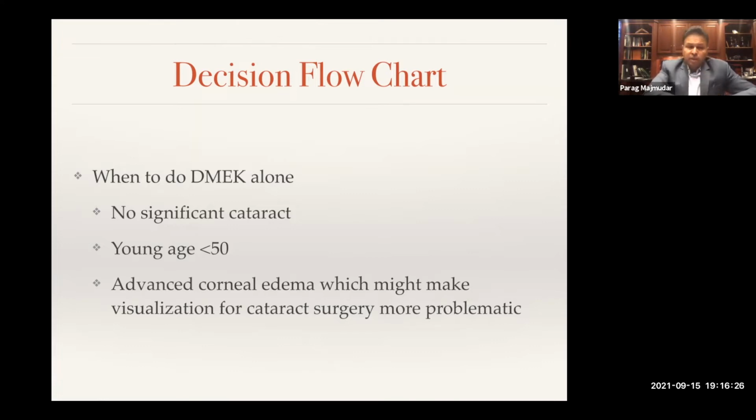Another reason to do DMEK alone is this happens from time to time as well. The patient may have advanced corneal edema. They have had longstanding Fuchs dystrophy. They haven't done anything about it. And visualizing that cataract might be very, very difficult, at least safely getting the cataract out. So in that situation, you may want to counsel the patient that they might have to have the DMEK first and then do cataract surgery once you've got a much more clear view. And again, there is a little bit better refractive accuracy when you do it that way.